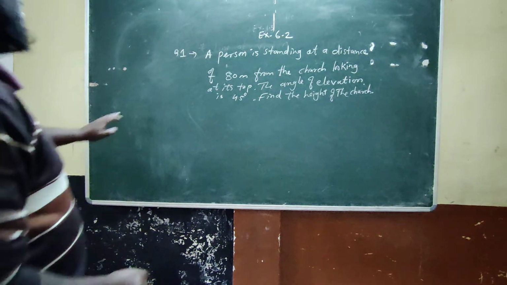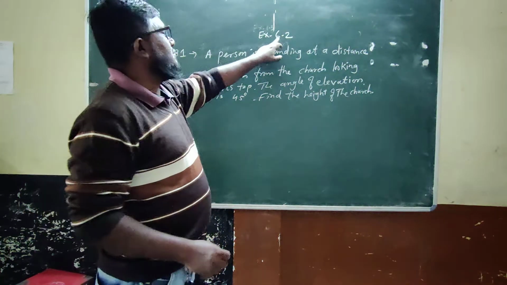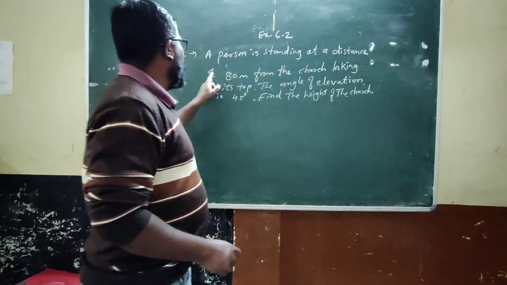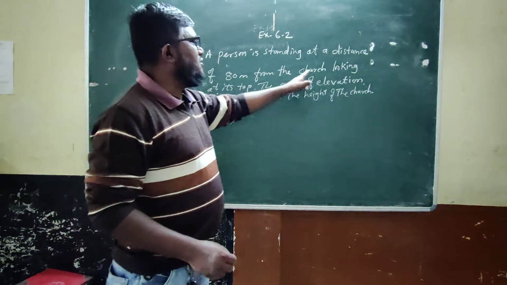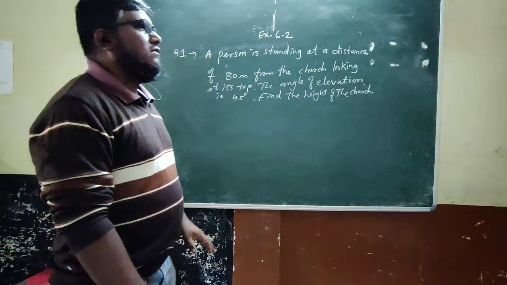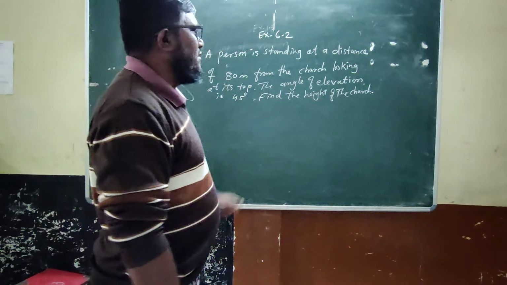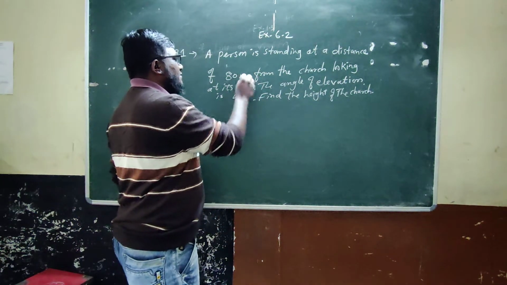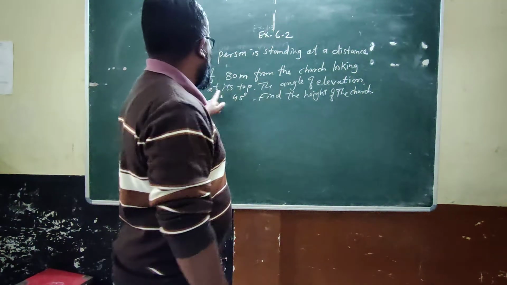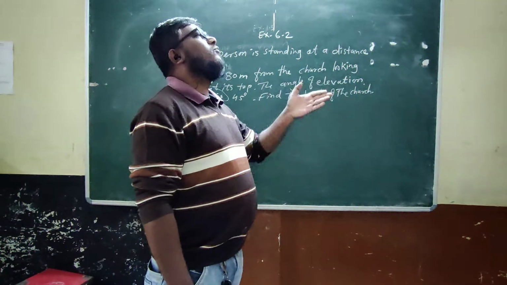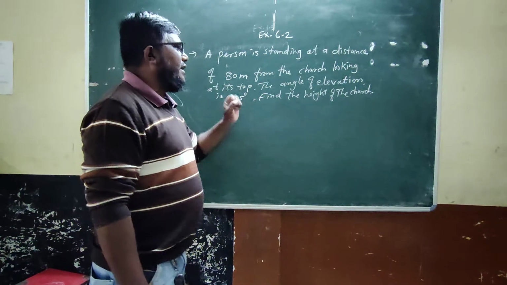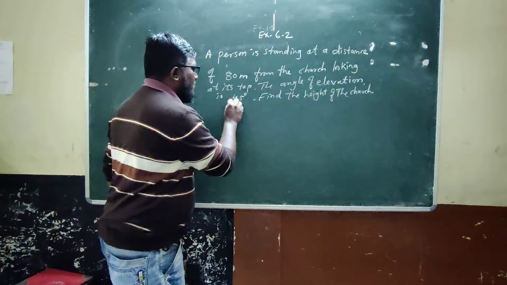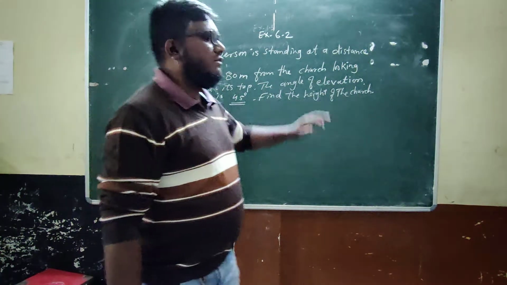Now students, the first question of exercise 6.2 is like this. A person is standing at a distance of 80 meters from a church. One person is standing in front of the church, at a distance of 80 meters between the person and the church. Looking at its top means he is looking upwards, that means he is showing angle of elevation. The angle of elevation is given as 45 degrees. Find the height of the church.